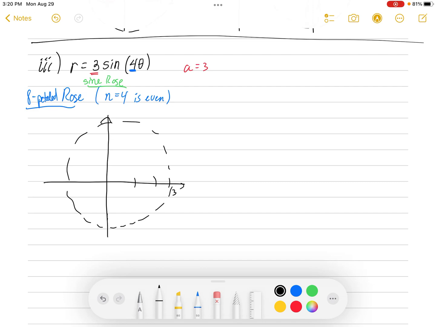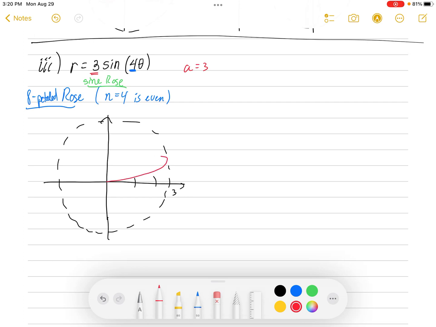And we have to construct an 8 petal rose. I don't know if that's a big enough radius. Okay, that's proper, I guess. Now, how does this one work? This one's tricky. So it has 8 petals, so you're going to have 2 petals in each quadrant. So I think it does something like this.